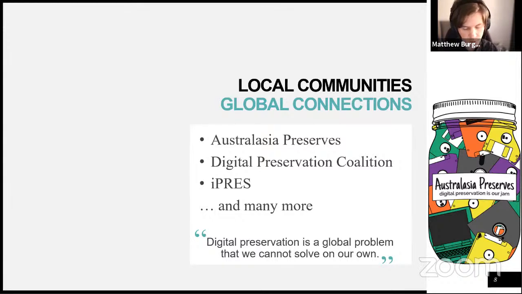Despite the challenges we have all faced over the last 12 months, progress has still been made within the global digital preservation community to connect and share. The Digital Preservation Coalition opened an Australasian office in Melbourne earlier this year, and here we are today online in lieu of a face-to-face conference discussing digital preservation.